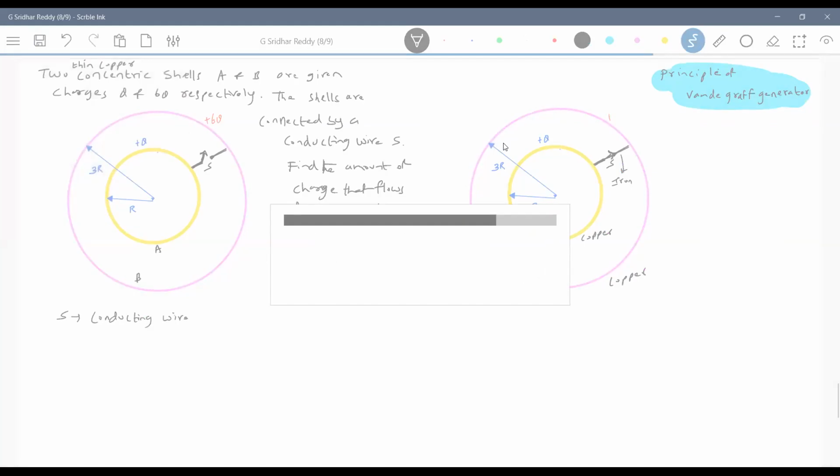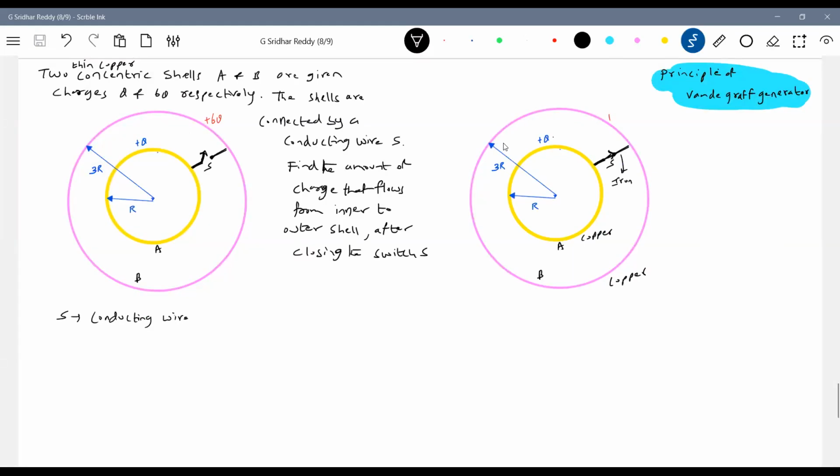Let's get into this one. What actually happened? I'll assume that some charge q will flow from the inner shell to the outer shell. And what was the charge here? I'll give red color. Some charge q has flown from here, from inner to outer shell. Why? As this is iron, so we know what iron is. It's a conductor.